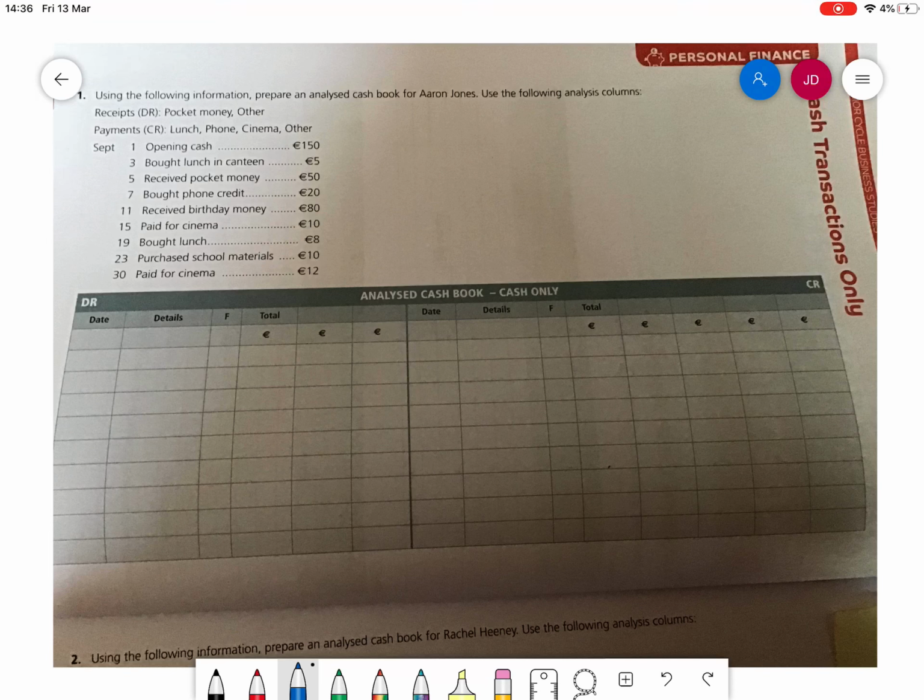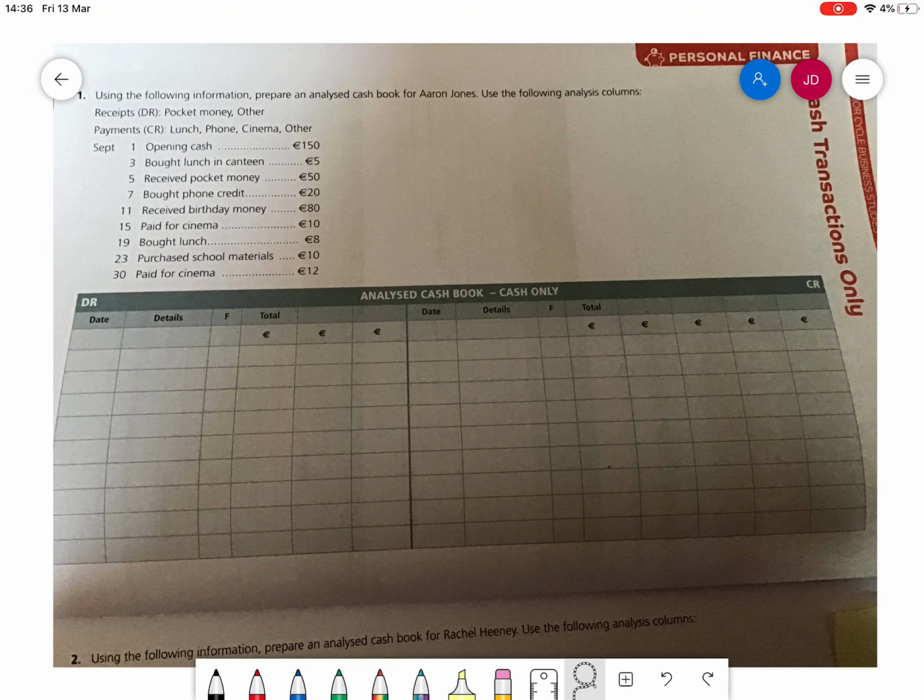We're taking a question out of educate.ie's Network Accounts and Activities book, or Activities and Accounts book even. This is on page 36, question 1. Basically, the question says we are using the following information to prepare an analysed cash book for Aaron Jones, using the following analysis columns. So you've got the receipts, which is the left hand side down here, or the debit side, pocket money and other, and you have your payments or credit side, which is the right hand side down here, of lunch, phone, cinema and other.